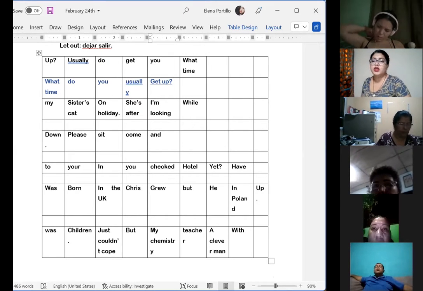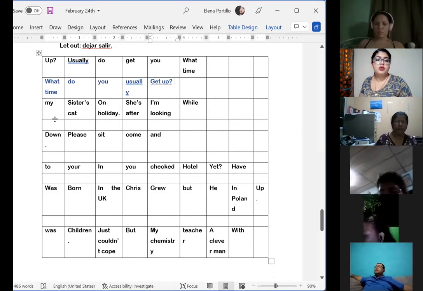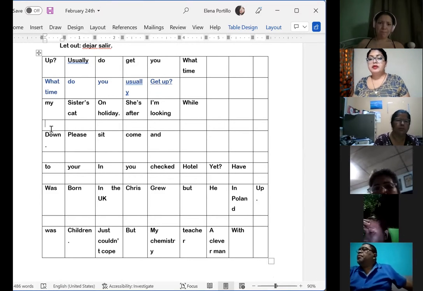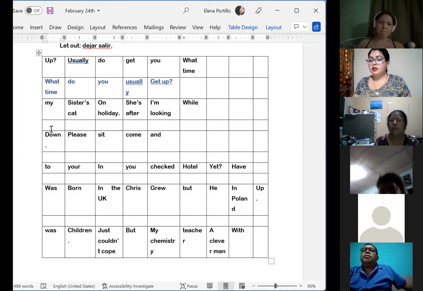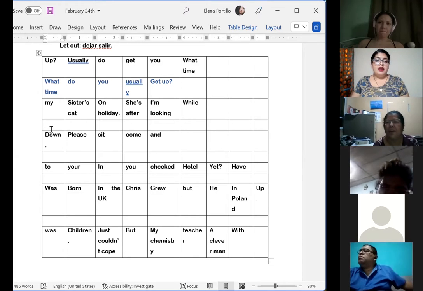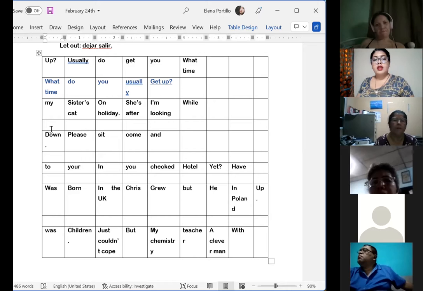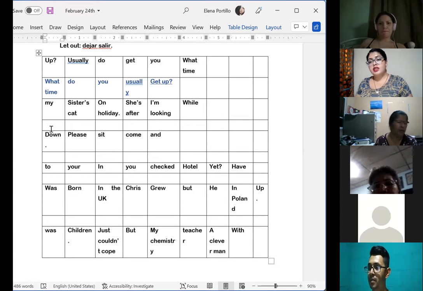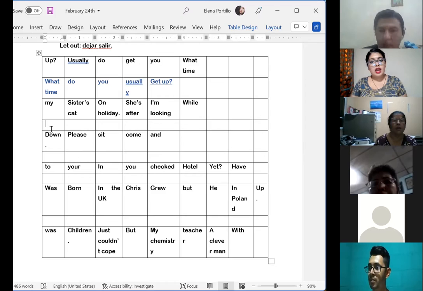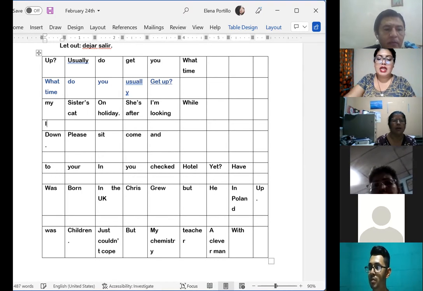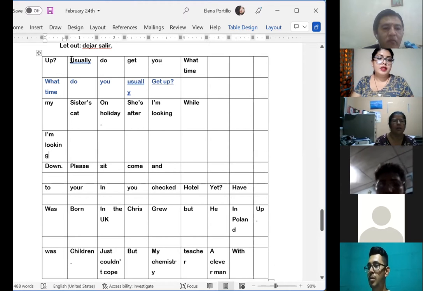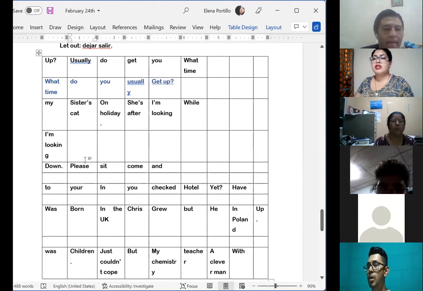Okay, let's see. We are going to write the number two. What is the first word or sentence that we are going to write in the beginning? My. While. My or while. In this sentence, someone is talking about that her sister is on holiday. And what is she doing? I'm looking. Yes, I am looking. That's the beginning of the sentence. I'm looking for what? What I am doing while my sister is on holiday.